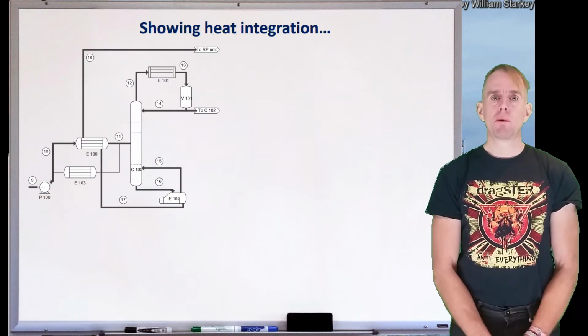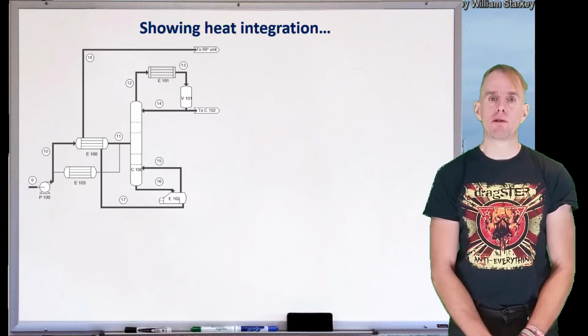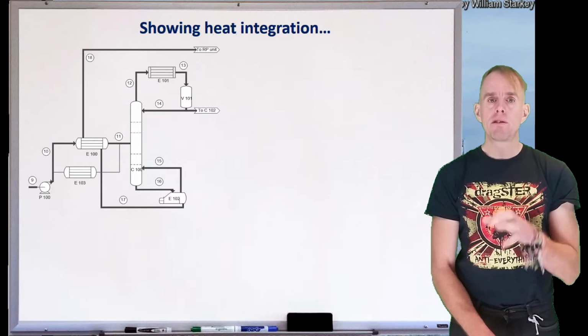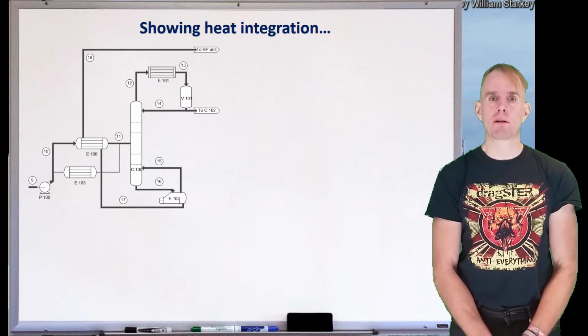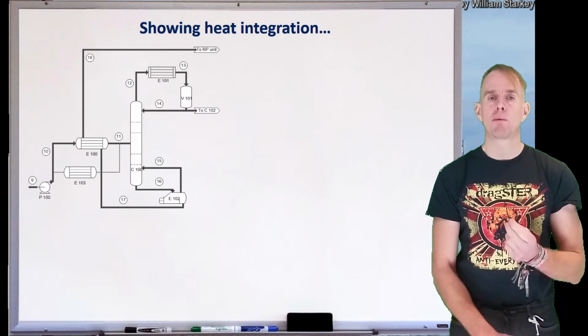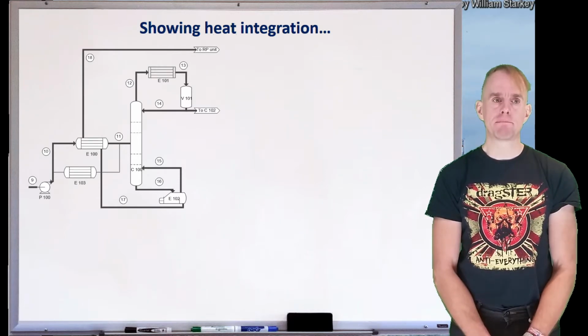Now, very often you will find heat integration on pieces of plant equipment. It's a very sensible way to save energy and to reduce your running costs. When it comes to clearly showing heat integration on a process flow diagram, you have to think about the clearest and most unambiguous way to illustrate it. So I'm going to give you two examples of the way it can be done.